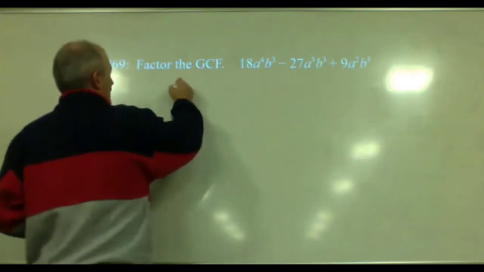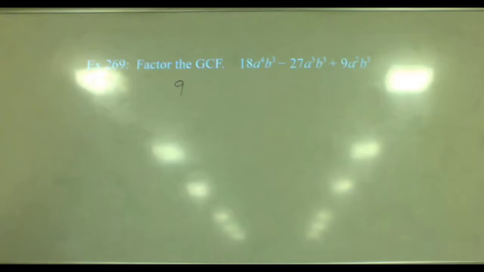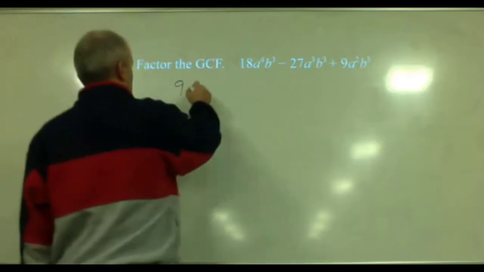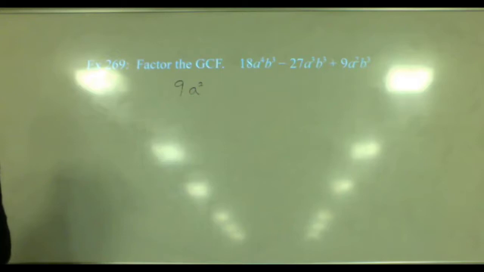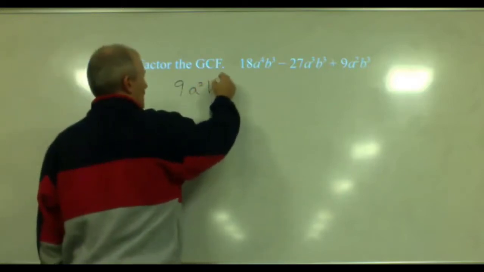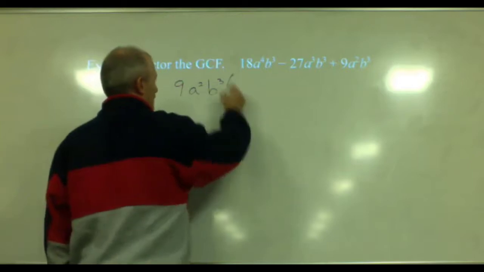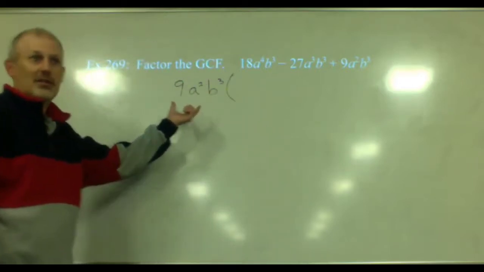So let's write down the 9. And so that's the number. How about the a's? What will we be able to factor out of each of these? a squared. And then we look at the b's. b cubed. All right. Okay, so then we have figured out our greatest common factor. That's this outside part, greatest common factor.